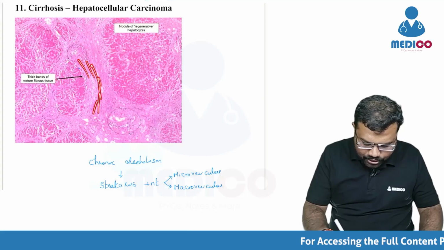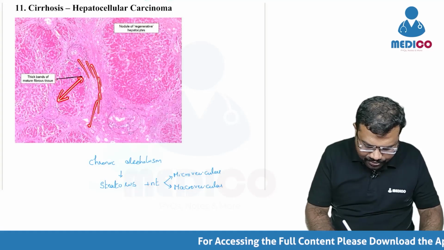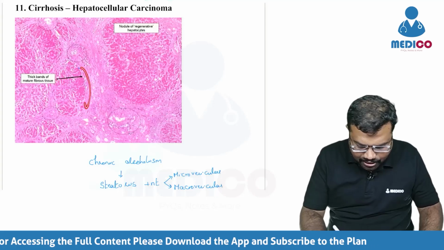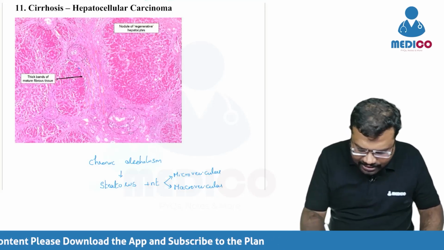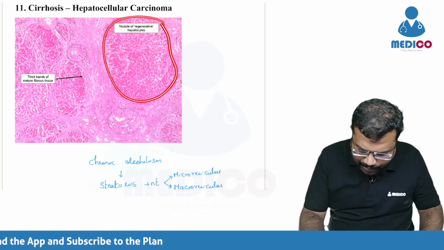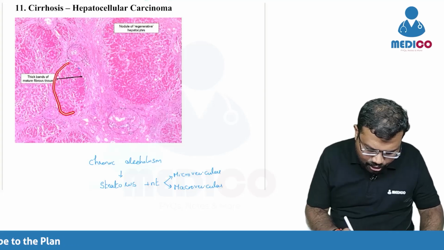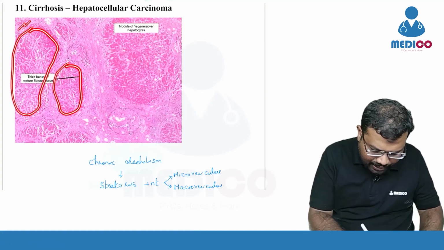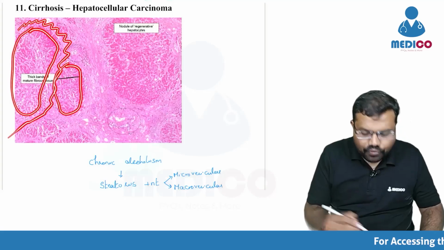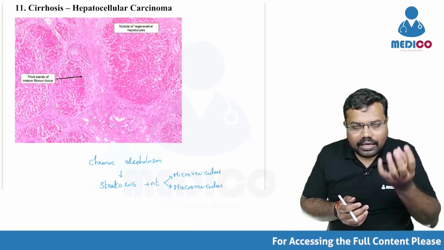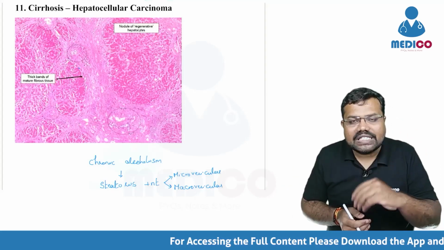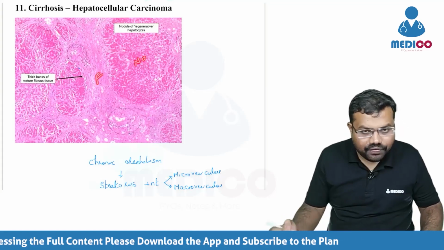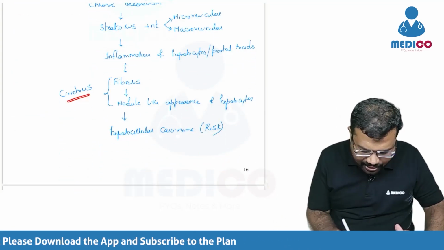So a fibrosis with a nodular appearance, as it was shown, thick bands of mature fibrous tissue is present. This is a mature fibrous tissue, and this is another nodule of hepatocytes, which is surrounded by this fibrous tissue. Wherever the fibrous tissue is surrounding an island of hepatocytes, it is called a nodule. So if this nodular pattern and fibrosis is seen, then that condition is called cirrhosis.